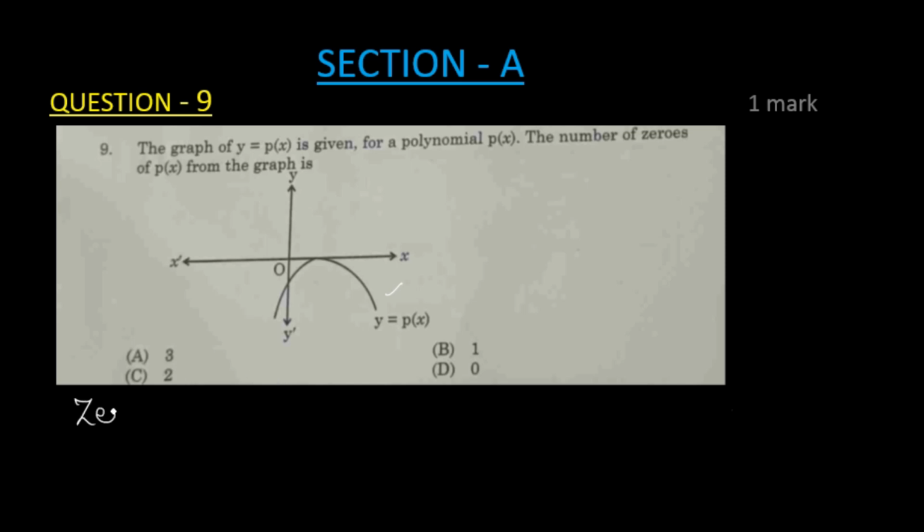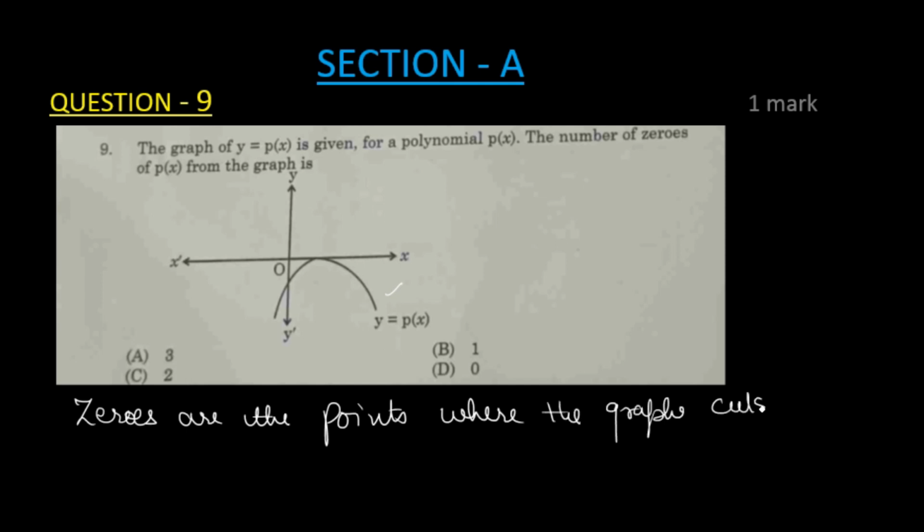Zeros are the points where the graph cuts or touches the x-axis, because when it touches or crosses the x-axis, the y coordinate of that point becomes 0. Correct? And that's why that particular x value is known as the 0.